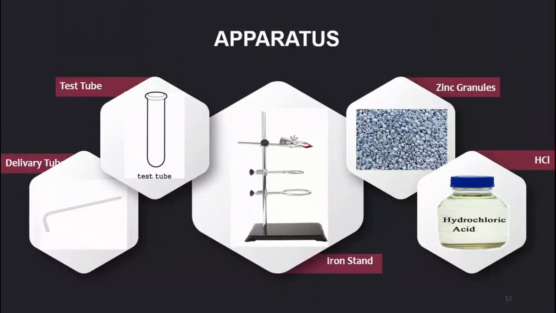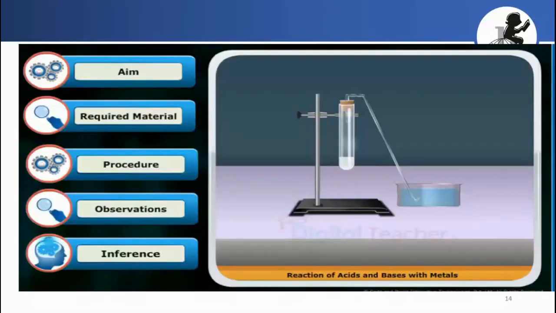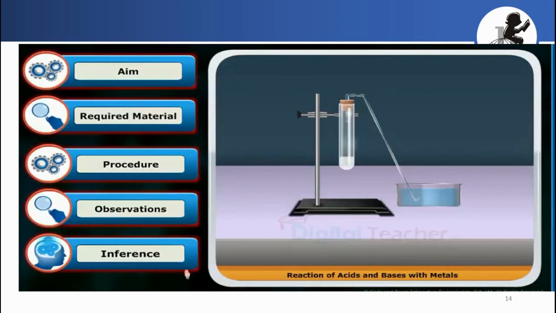For this activity, some materials are required. The required materials are delivery tube, test tube, iron stand, zinc granules, hydrochloric acid. Now go through the activity. So here, first the aim. What is our aim? When metals react with acids or bases.